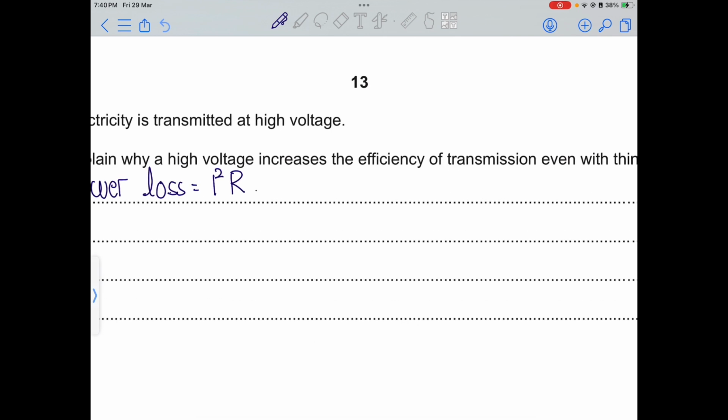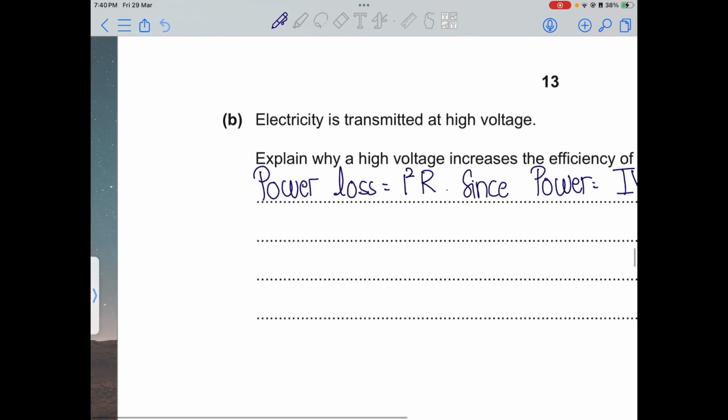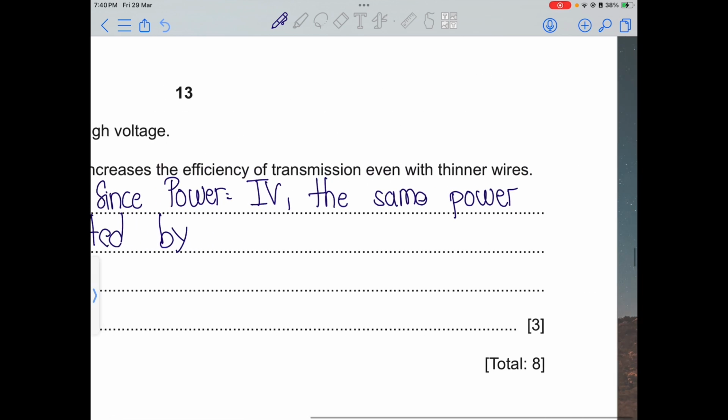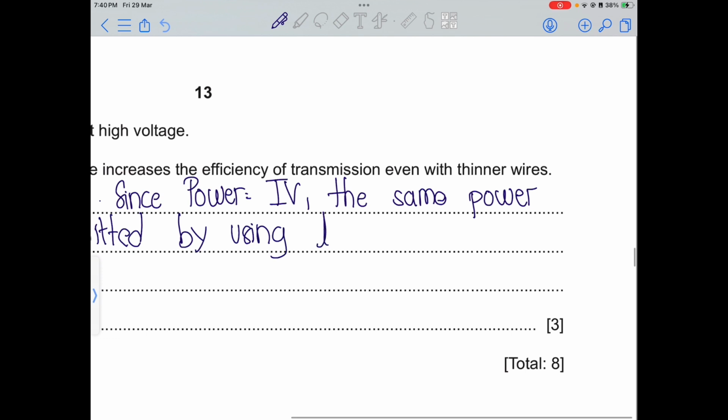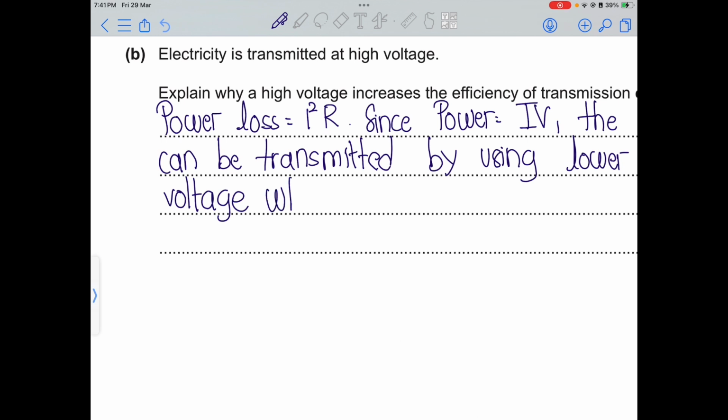So when you use this method, you would try to get the most efficient transmission possible. So to say that since power is equal to IV, the same power can be transmitted by using lower current and higher voltage, which will reduce thermal energy loss.